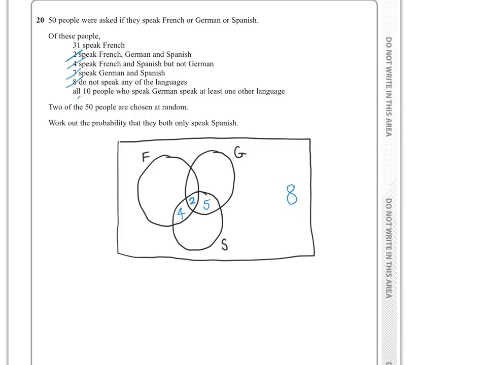It says all 10 people who speak German speak at least one other language. Well, if we look carefully here, we've got 5, 7, we need 3 more, but all of those people have to speak at least another language, so we can't put the 3 in here because that would just mean German on its own, so we'd have to put the 3 here.